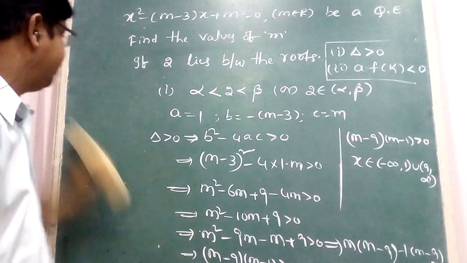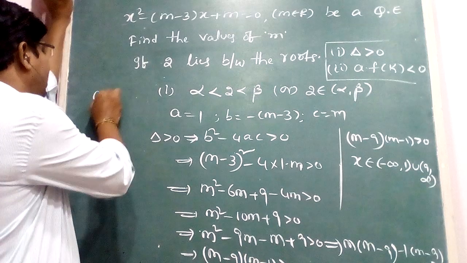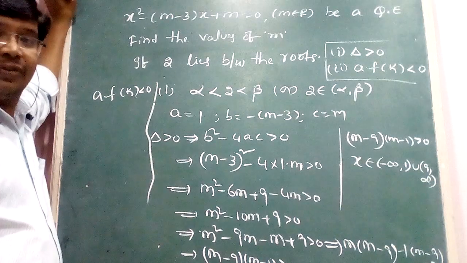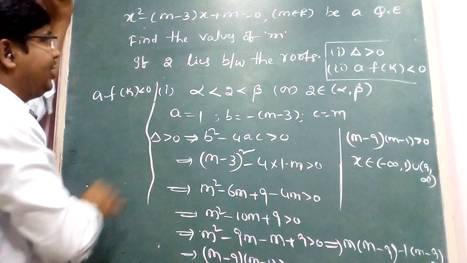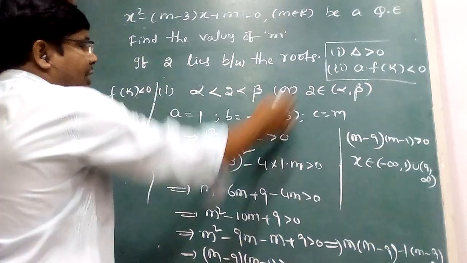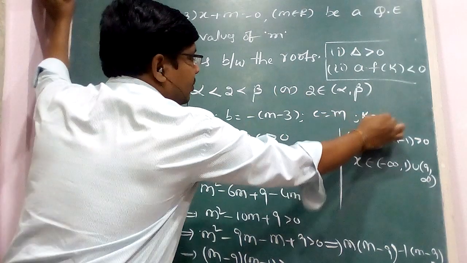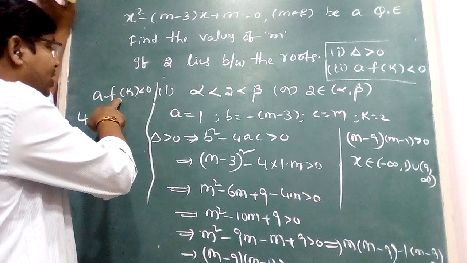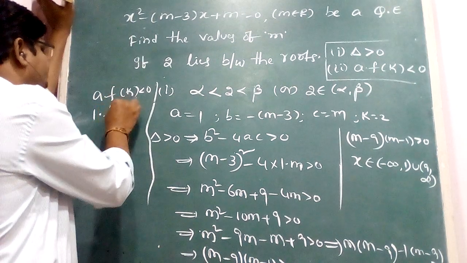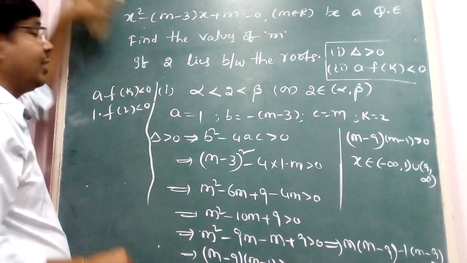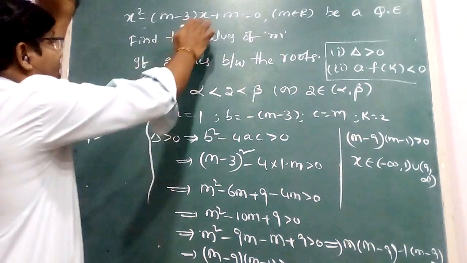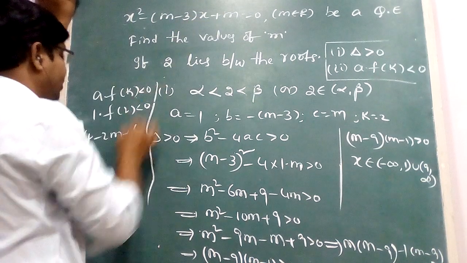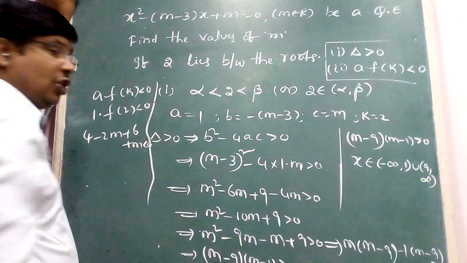A into f of k is less than 0. I am writing here. A into f of k. A value 1, f of k, k value 2 here. You take k value 2. 2 square, that is 4. 1 into f of 2 less than 0. 2 square is 4, 4 minus 2 into m, minus 2m, minus minus plus 2 into 3 is 6, plus m, less than 0.